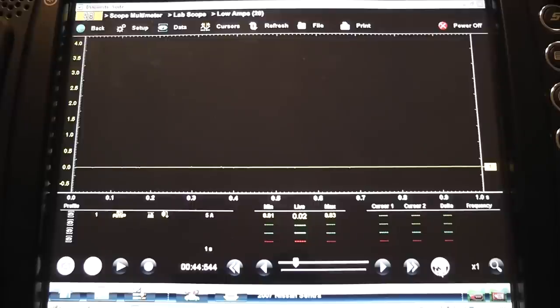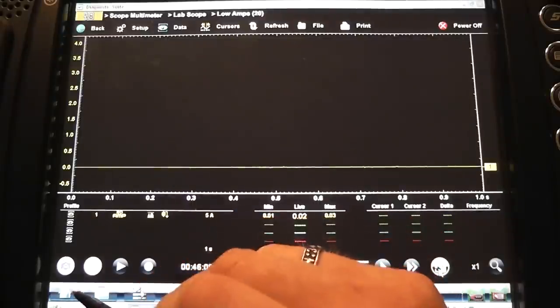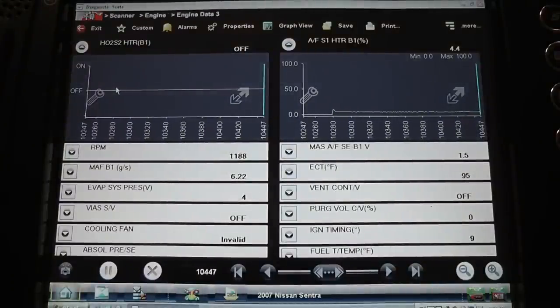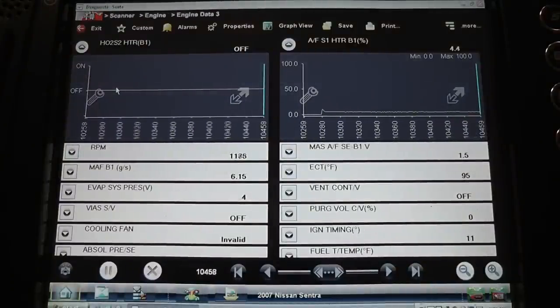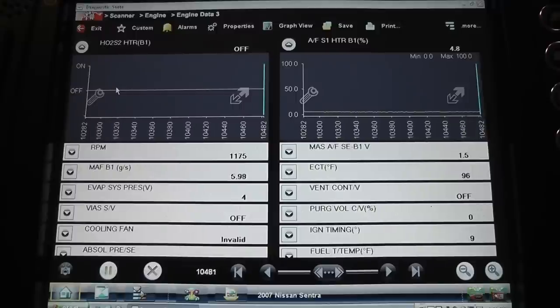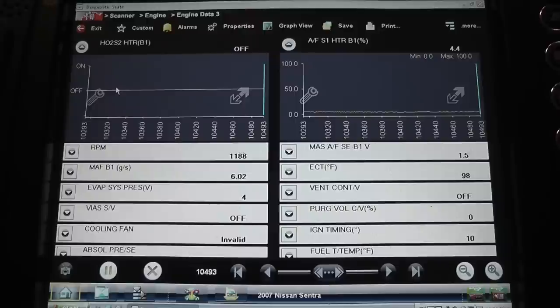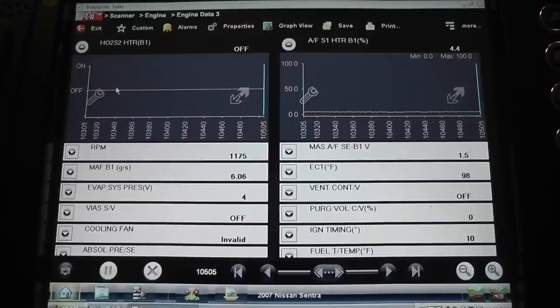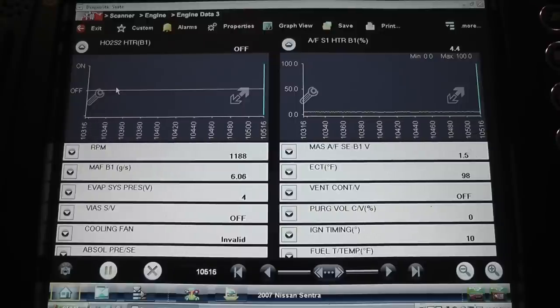Or the computer's not turning the O2 on, so now we can bounce back to the scan tool and just see if that command is there. And it's not. It's only showing us 4%. I wonder why that changed. Temperature, right? Car hot soak, temperature of that. But there is a command there.